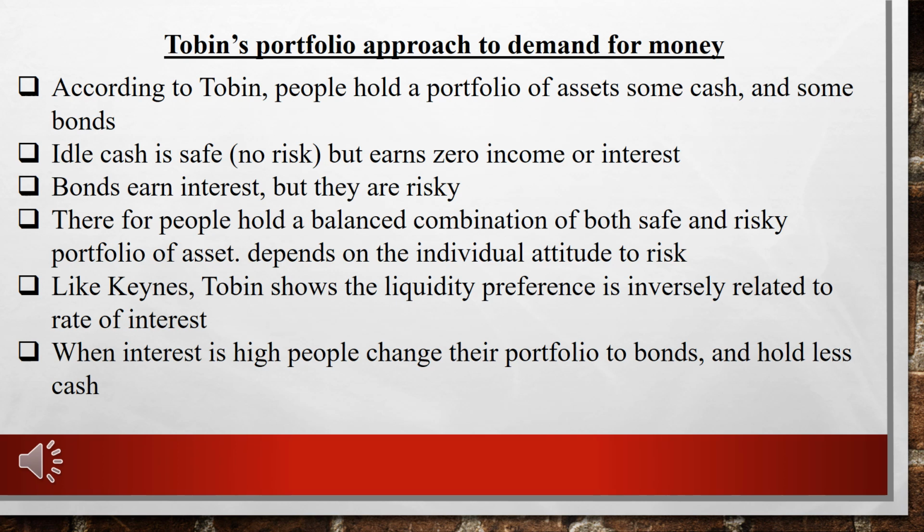It depends on the individual's attitude to risk. Like Keynes, Tobin shows the liquidity preference is inversely related to rate of interest. When the interest rate is high, people change their portfolio to bonds and hold less cash.